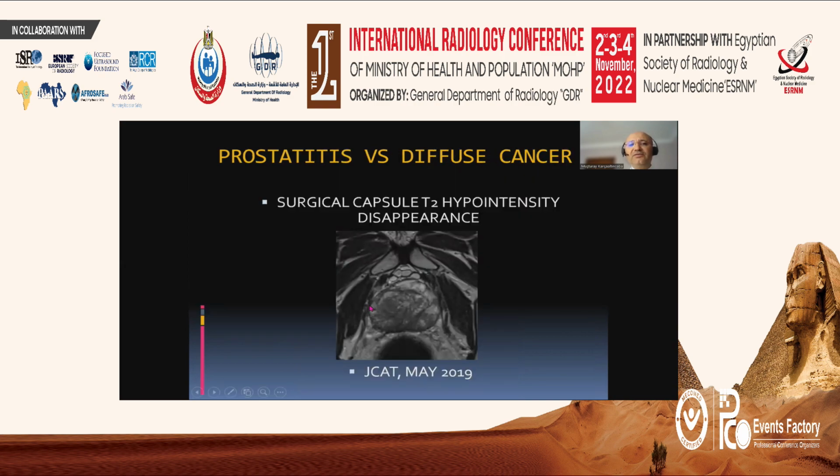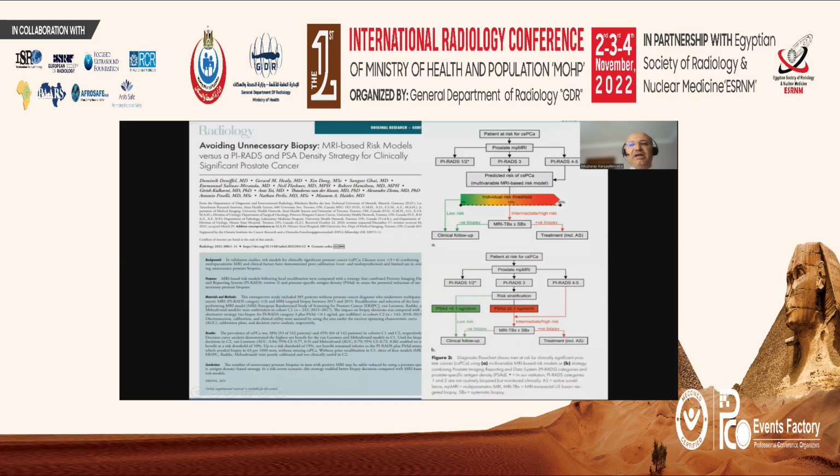So another very important tip, just look at the surgical capsule here. If it's disrupted, it's a tumor. If it's not, just remember it can be a prostatitis. And also, this is a very nice article published in Radiology. You can read this, how you can approach PI-RADS 3 lesions, PI-RADS 4, and 5 lesions. So just remember to read this article.